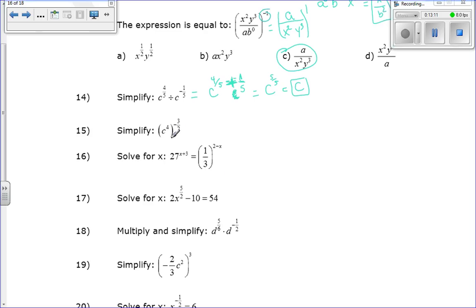For number 15, we have a power to a power, so we simply multiply our exponents. We end up with c to the, well, you can look at it 2 different ways, but when you get it as 4 over 1, we'll get negative 12 over 2, and negative 12 over 2 is c to the negative 6. Can't leave a negative exponent, so it's 1 over c to the 6.